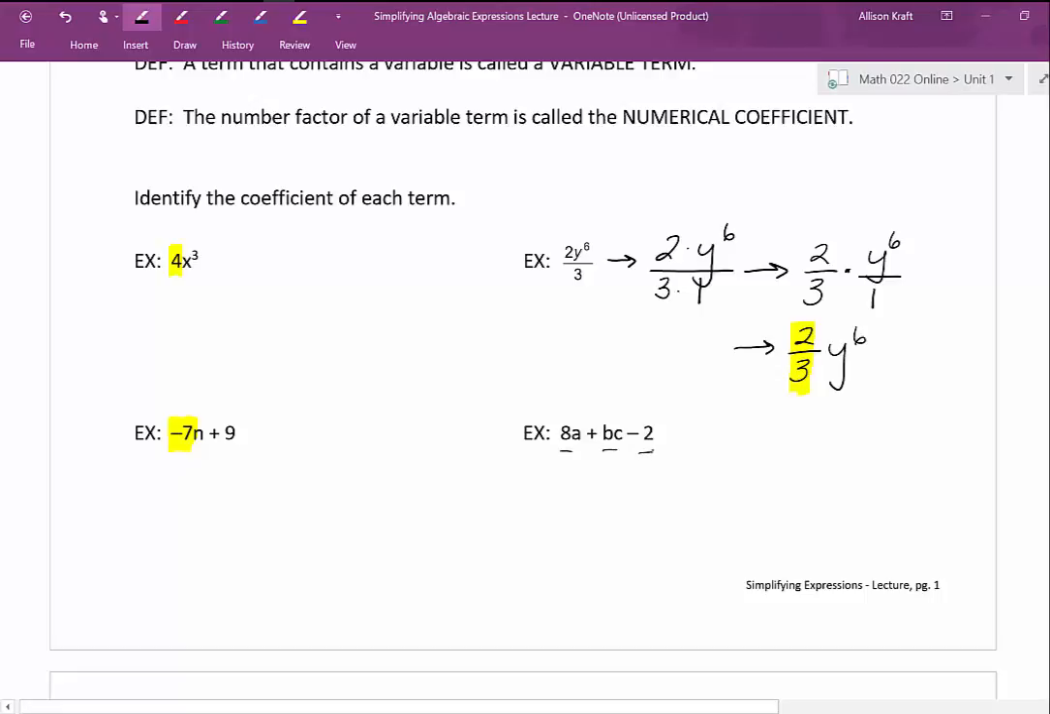In our fourth example, we see that we have three terms. The last term, however, is not a variable term, so it does not have a coefficient. The coefficient for our first term is 8. In the next term, we don't explicitly see a number in front. When there isn't a number written in front, there's like an invisible 1 there. The coefficient of that term is positive 1.